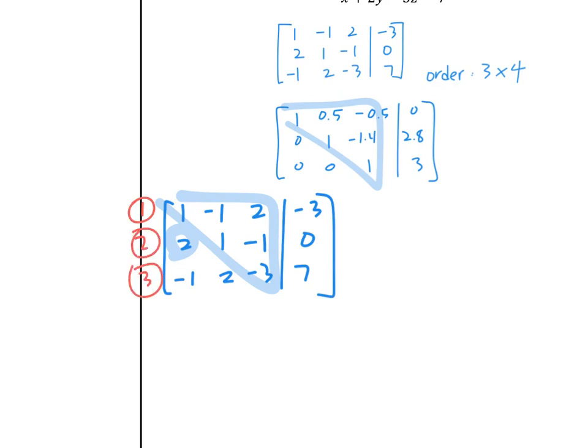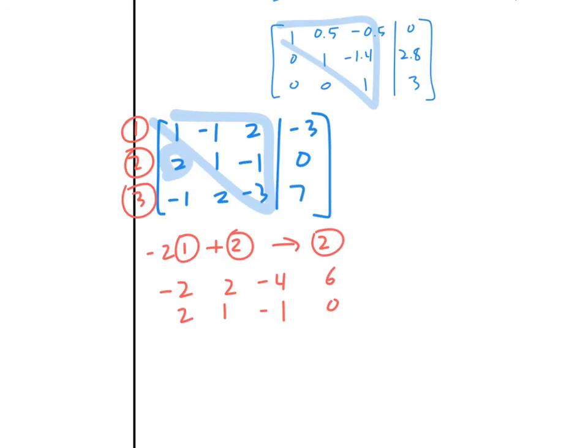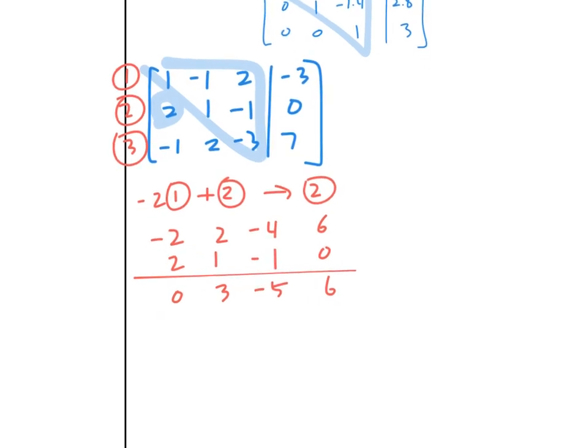Yes. Multiply the first row by negative 2, add to the second row, and replace the second row. Negative 2, 2, negative 4, 6. Second row: add 0, 3, negative 5, 6. So the key is to try not to make mistakes, or else it's very hard to go back and figure out what you did wrong.